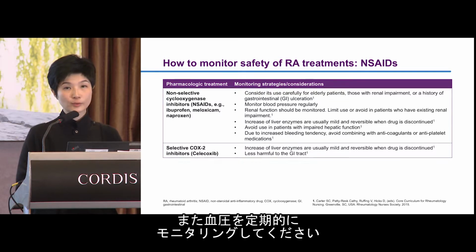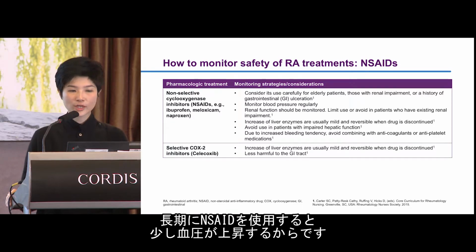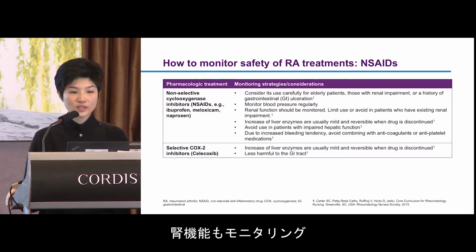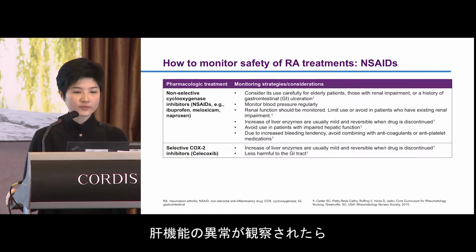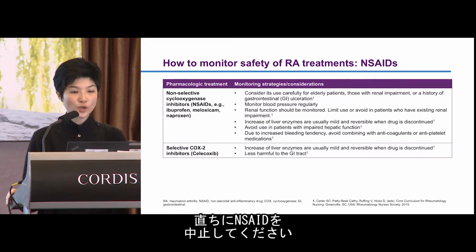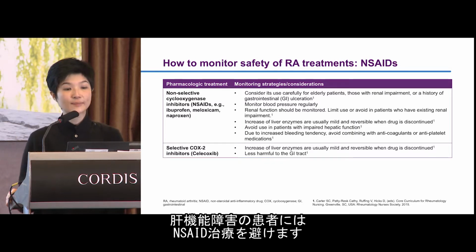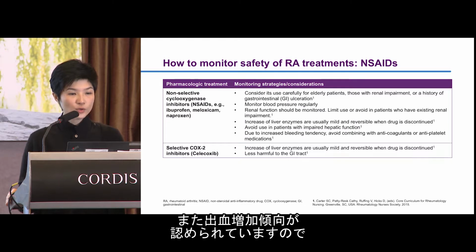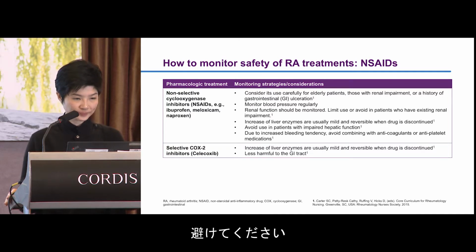And we should monitor blood pressure regularly, because long-term use of NSAIDs may raise the blood pressure a bit. Renal function should be monitored. NSAIDs can also cause an increase in liver enzymes and should be discontinued when we observe any derangement of liver functions. We should avoid the use in patients with impaired hepatic functions. And due to increased bleeding tendency, we should avoid combining with an anticoagulant or antiplatelet medication.